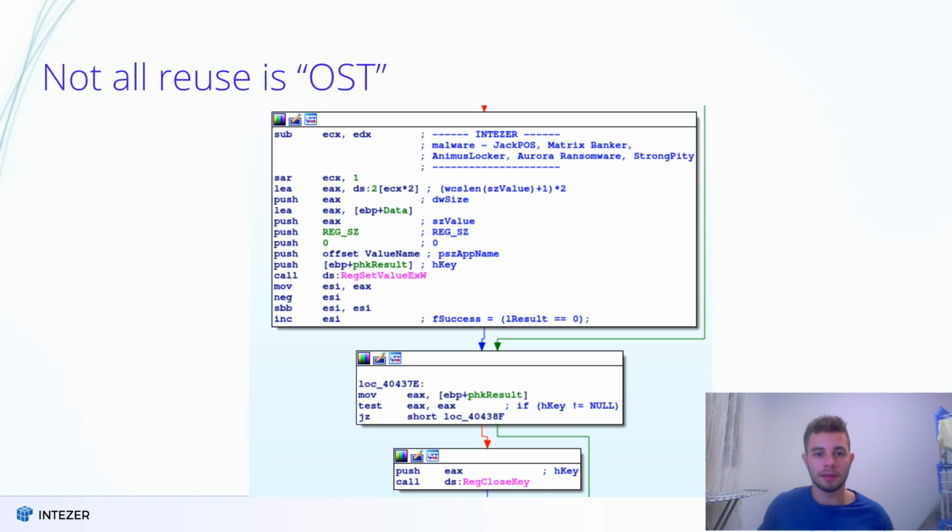But this does not make this little snippet of code offensive. It isn't an OST because it wasn't meant to be used offensively. We must make the distinction that some code can be abused offensively, but its purpose is not offensive. So that would not be an OST.